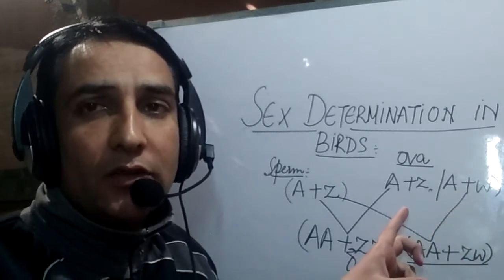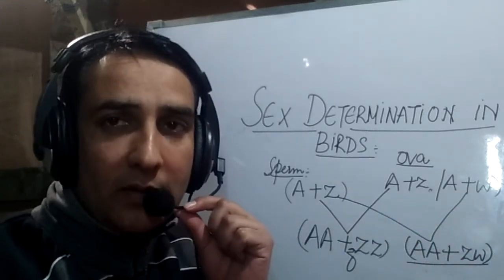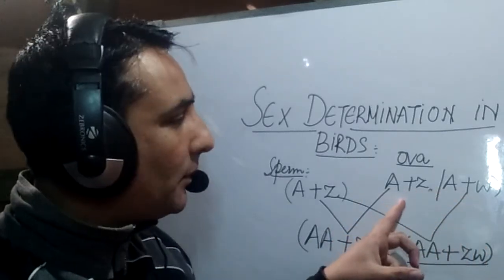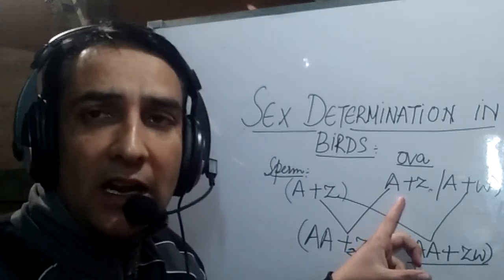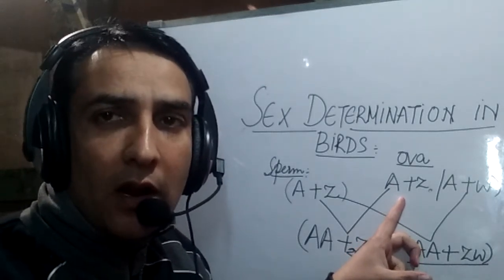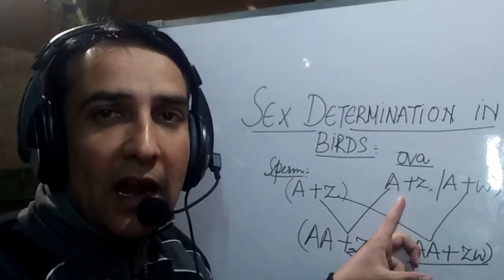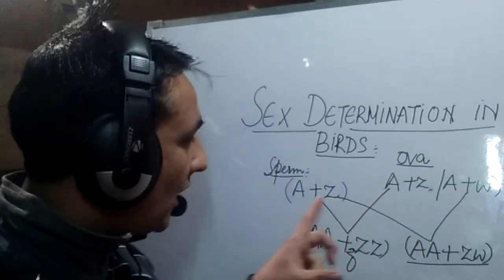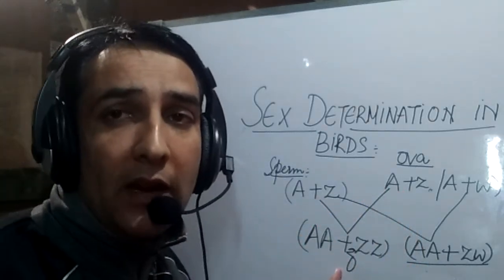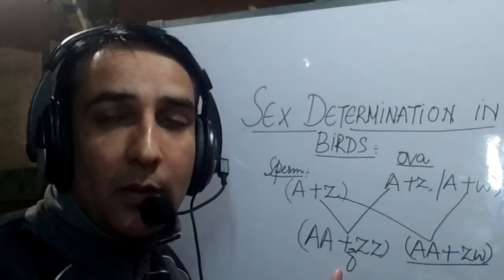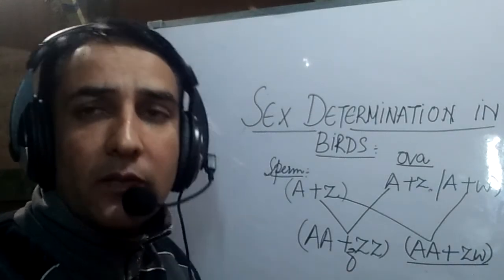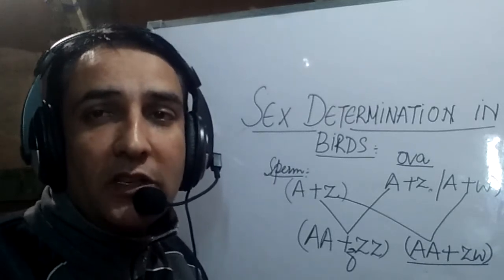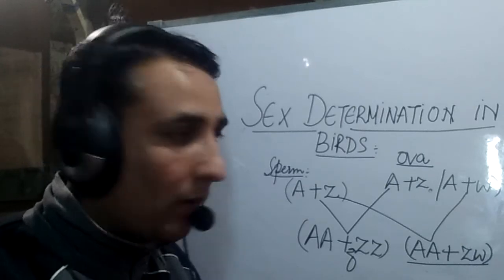So it is decided during the oogenesis as to which type of the ovum is to be laid, either A plus Z or A plus W. For example, if A plus Z type of the ovum is to be laid, it will be fertilized by the sperm, which is always A plus Z. So the resultant offspring will be AA plus ZZ, which means it would be male. So it is determined before the fertilization as to which type of the ovum is laid, and it is determined before the fertilization which type of sex the offspring would have.